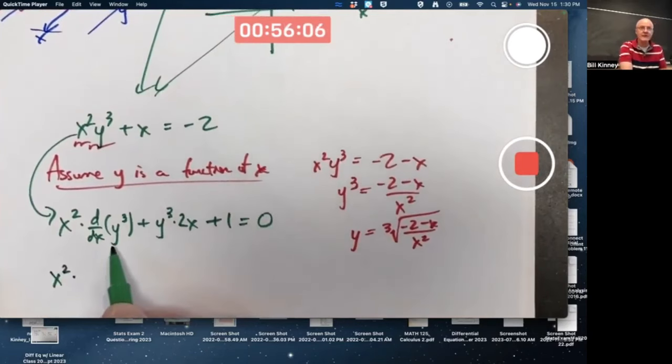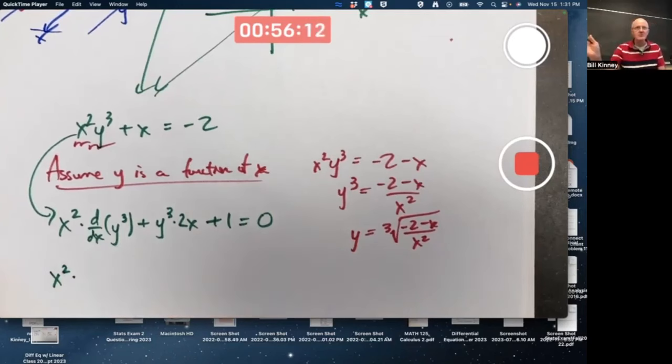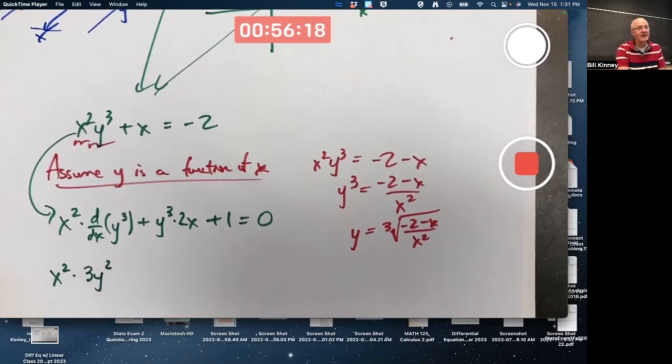With this derivative, we need the chain rule. Differentiate with respect to x, y cubed. The answer is not 0, because y depends on x. It's not 3y squared, even though we can start writing that, because we need the chain rule to multiply times the derivative of the inside function with respect to x, which is dy/dx.